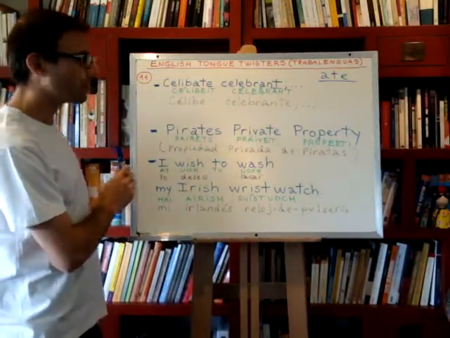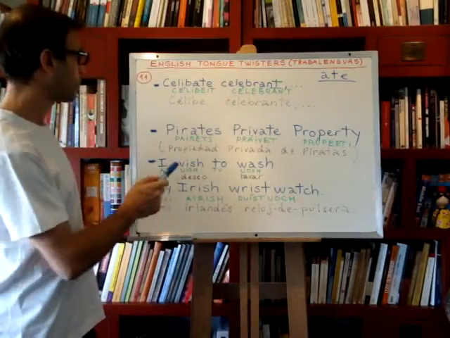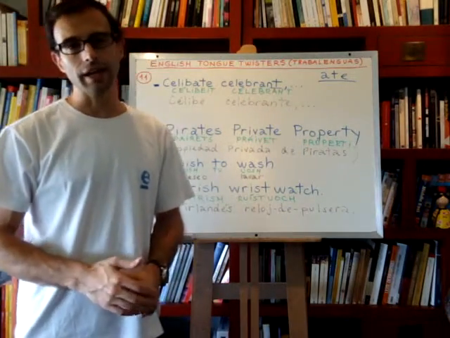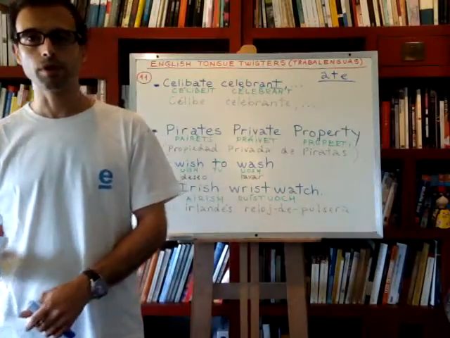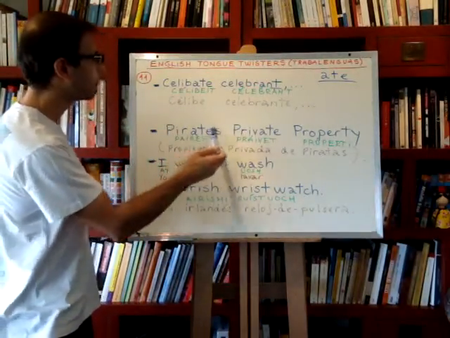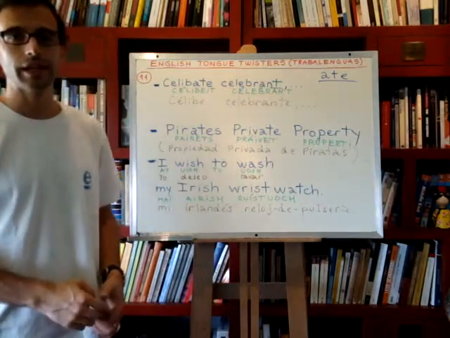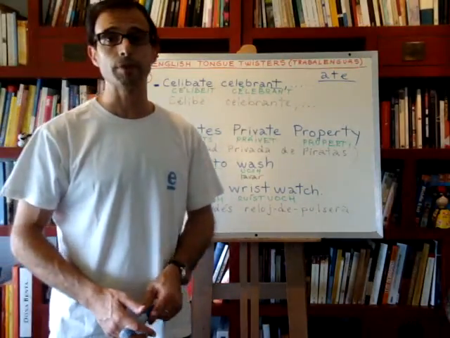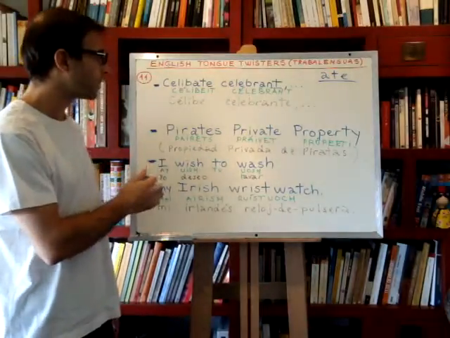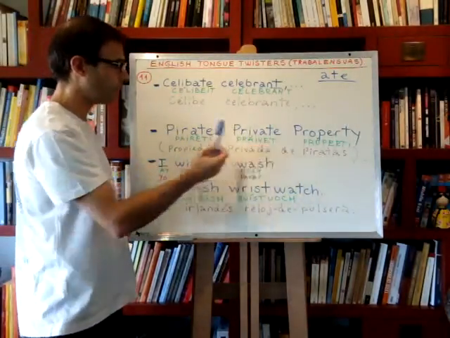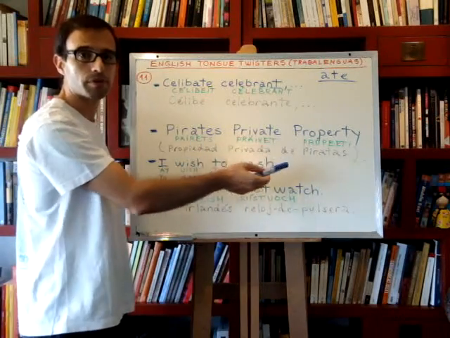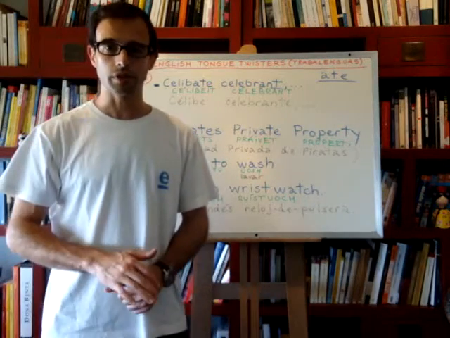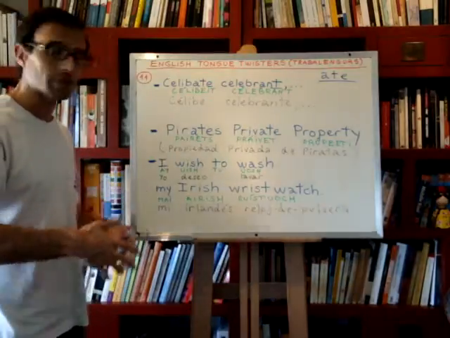Now, the second tongue twister. Ahora viene el segundo trabalenguas. Pirates, private property. Aquí la dificultad radica en el pyre y pry, pro. Pi, pyre, pry, pro. ¿Sí? Creo que la alternación de esos tres sonidos o de esas tres sílabas son lo que nos presenta la mayor dificultad aquí. So let's pronounce pirates, private property. Pirates, private property. Okay, so repeat it several times until it comes fluently. Repítalo varias veces hasta que salga de una forma fluida.